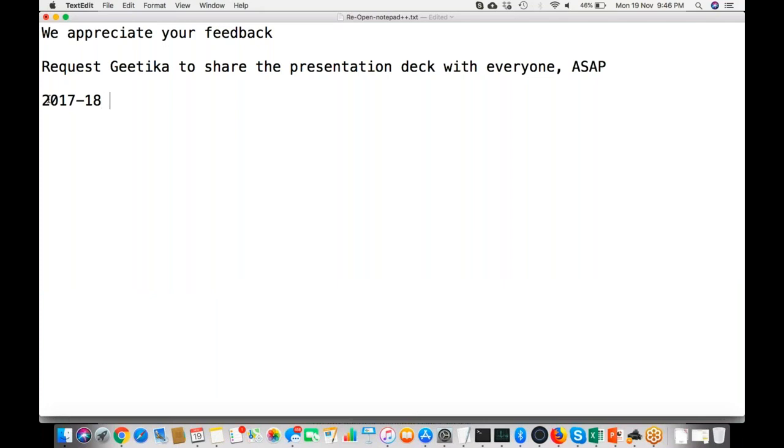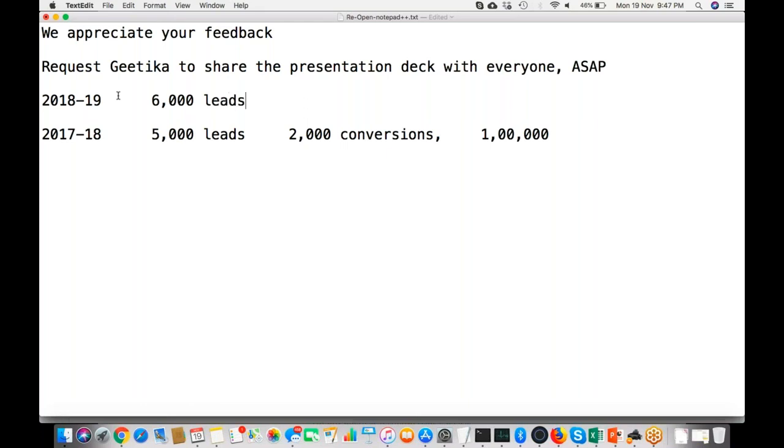2017-18 data as benchmark, and you are comparing your 2018-19 data with this. Okay, to understand that, in this period, let's say you had 5,000 leads, and then you have 2,000 conversions, and then your revenue was, let's say... 6,000 leads, and in this period you had 6,000 leads and then you had 2,500 conversions and then you had this revenue.